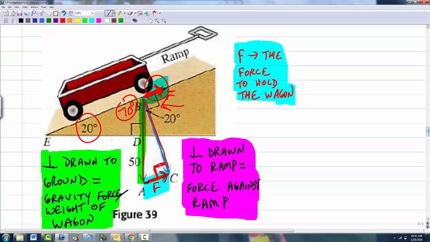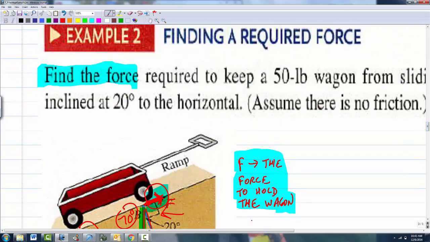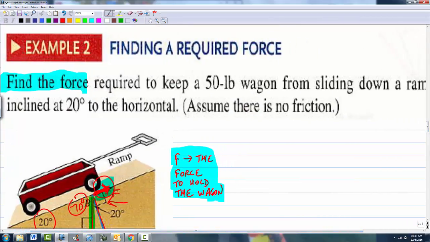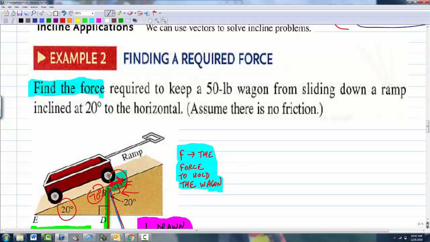Now, I didn't do this first hour, but we should, in the second hour, look at the question and know that you have to produce a drawing from just this one little sentence. Find the force required to keep a 50-pound wagon... How is that a force? Well, what is weight? It's the effect of what? And how does gravity affect us, in what direction? Straight down. So gravity is pulling us straight down towards the earth, and we're going to pretend the earth is horizontal.